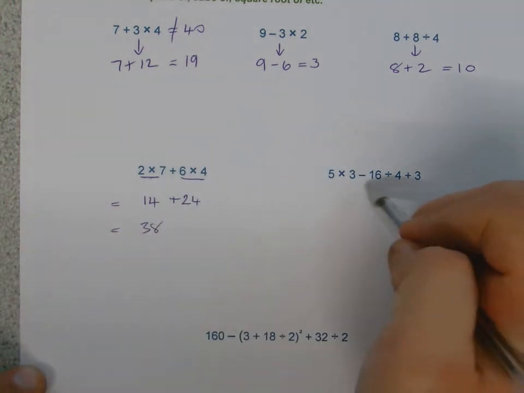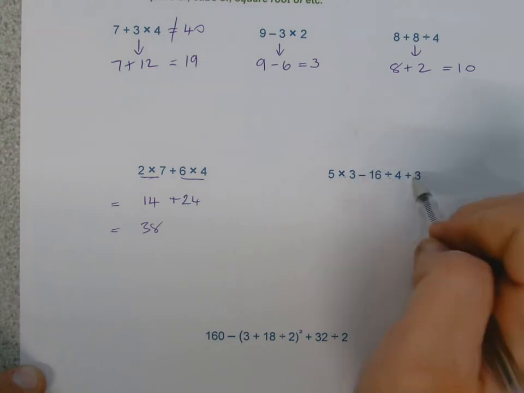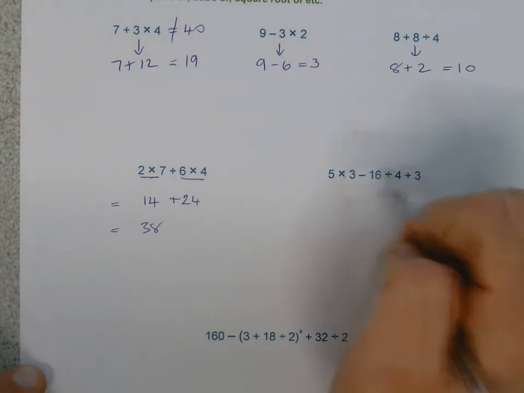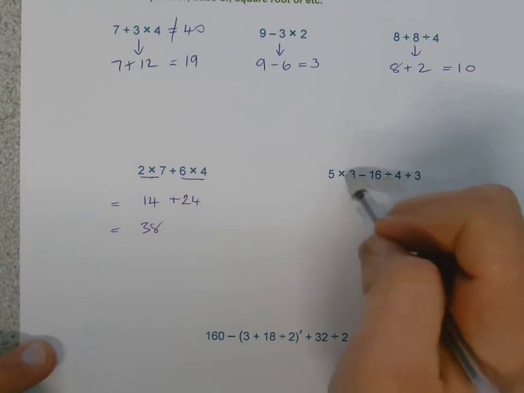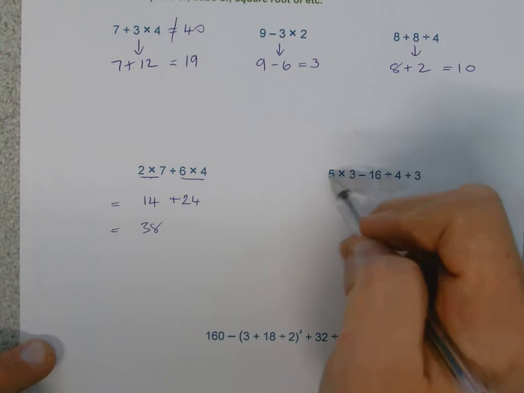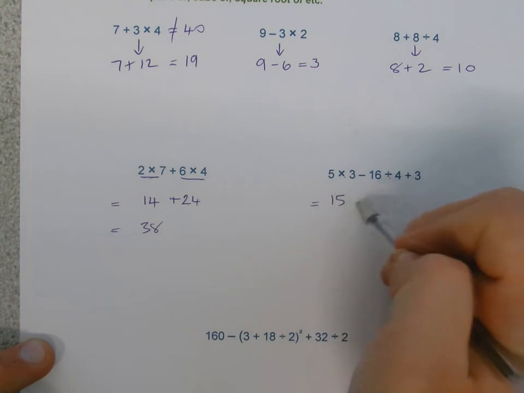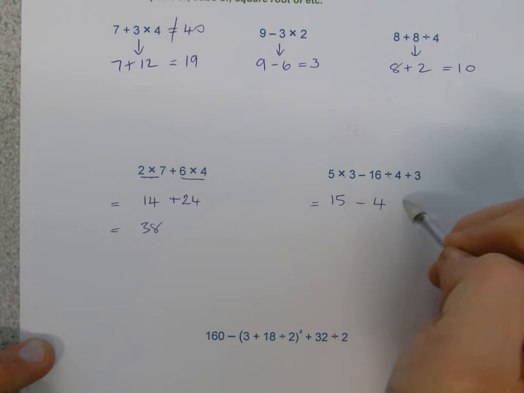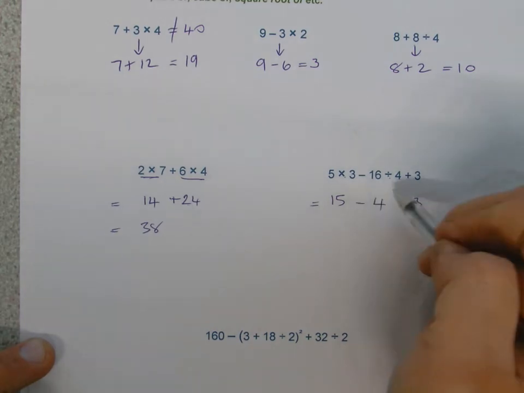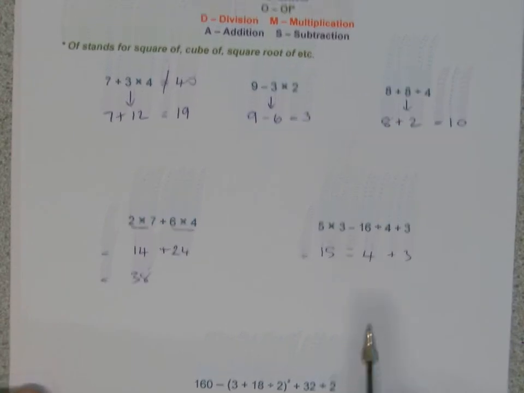On to this one, you notice you've got a multiply and divide, and you've got a subtract and add. Multiply and divide come first in BODMAS. It doesn't matter what order you do multiply and divide in, just go left to right. So 5 times 3 is 15. Take away 16 divided by 4, which is 4. And then add 3. So I've worked out the multiplication and the division, and you're left with this.